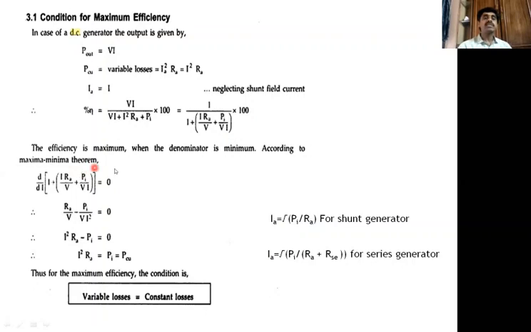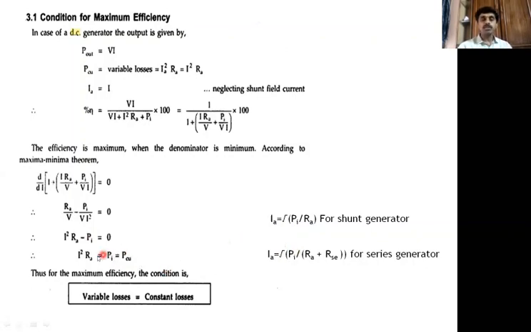So this efficiency is maximum when the denominator is minimum. Therefore, using the maxima-minima theorem, differentiate this, equate it to 0 and minimize this expression, we will get I square Ra is equal to Pi, which is equal to copper loss. That means copper loss means variable loss, Pi is constant loss. Therefore, when variable loss equals constant loss, we will get maximum efficiency.